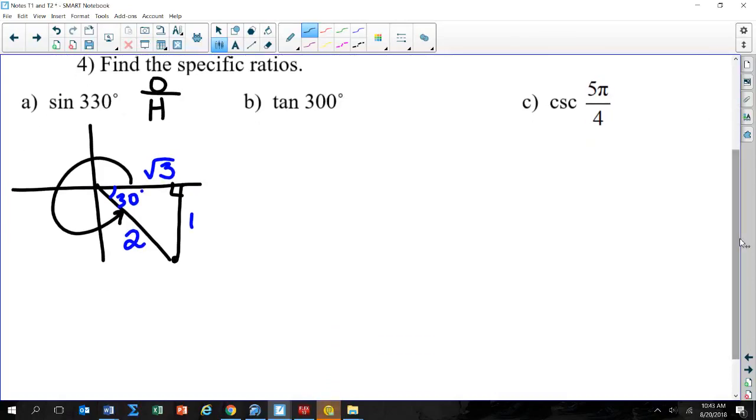So in order to evaluate sine of 330, we're going to use this reference angle, sine of 30 degrees. And opposite of that would be 1, and the hypotenuse would be 2. That's what the sine of 30 degrees is.